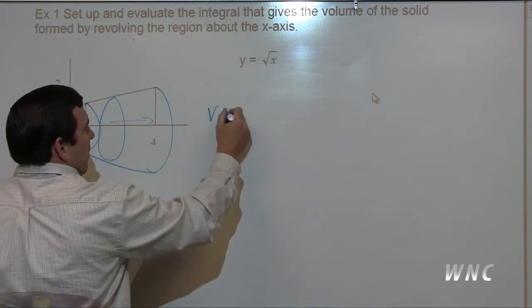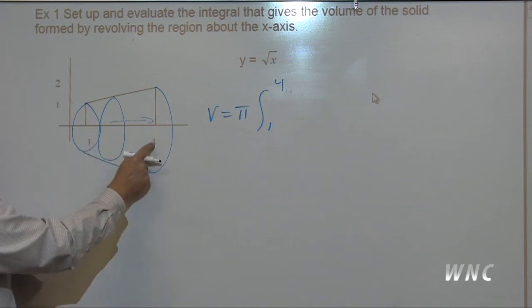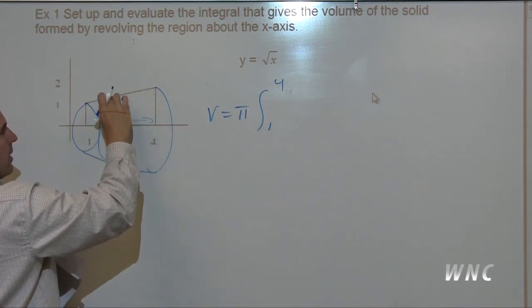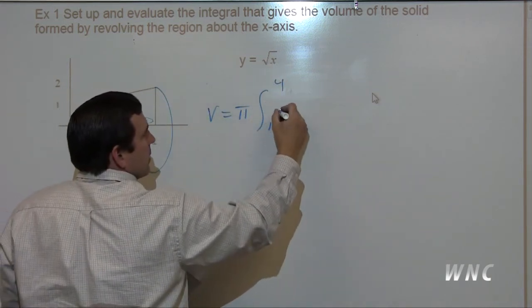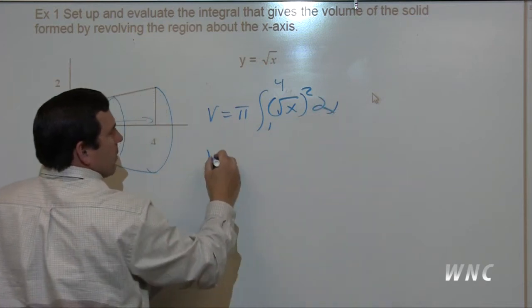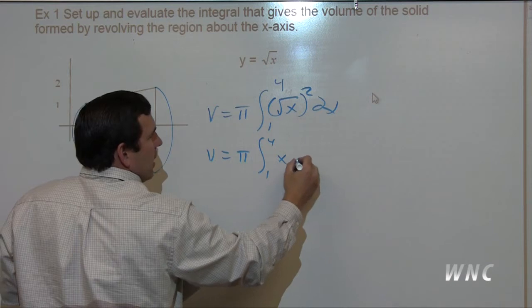So our volume is going to be pi times the integral from 1 to 4 of the radius. The radius of this disk is going to be the square root of x. So the square root of x squared dx. So the volume is going to be pi times the integral from 1 to 4 of x dx.